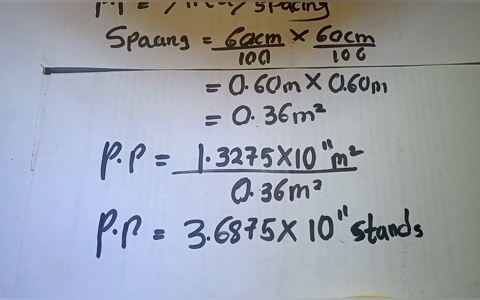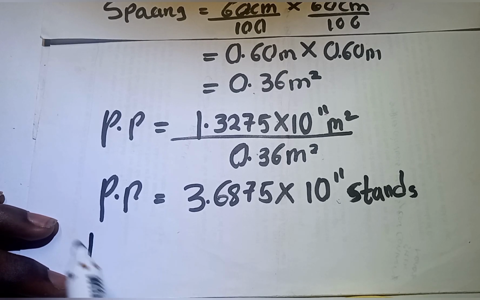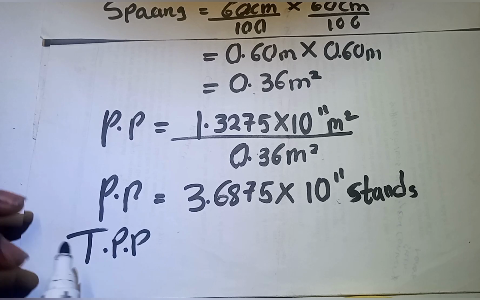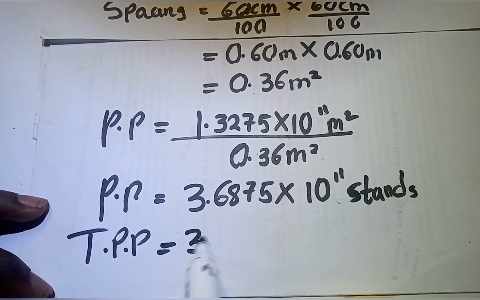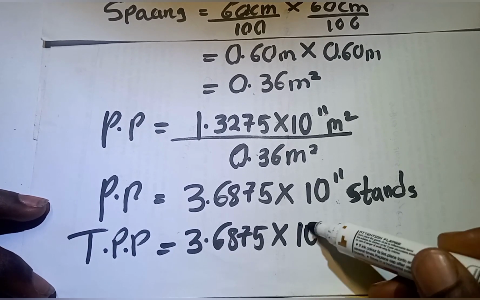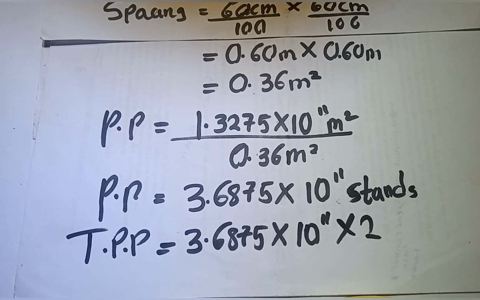But it doesn't stop there. As you read in the question, each hole on the field was planted with 2 seeds. So this is for a seed. You have to get the full plant population because we plant 2 seeds. However, when you are solving an exam, don't shorten it like this. Write it in full. Total plant population is equal to 3.6875 multiplied by 10 raised to the power of 11 multiplied by 2.